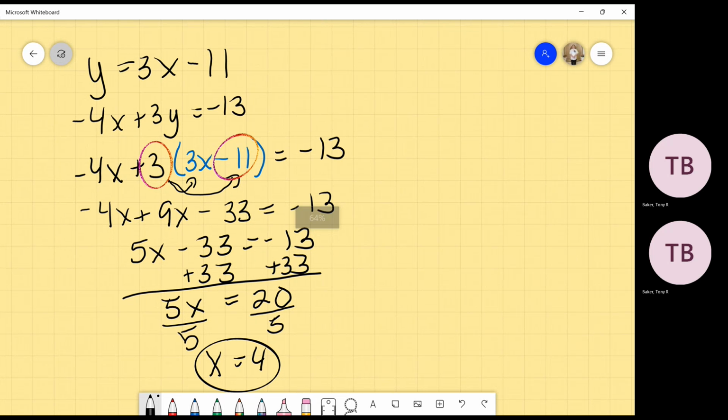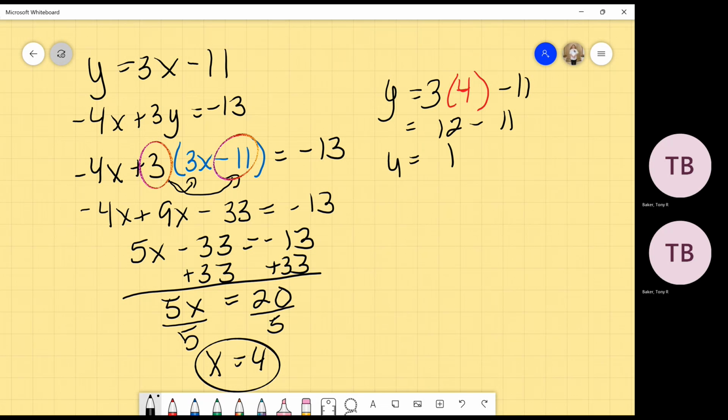So we've got x equals 4 for this one. So now I'm going to plug that back into my y equals. So y equals 3 times 4 minus 11. 12 minus 11 equals 1. So y is 1.